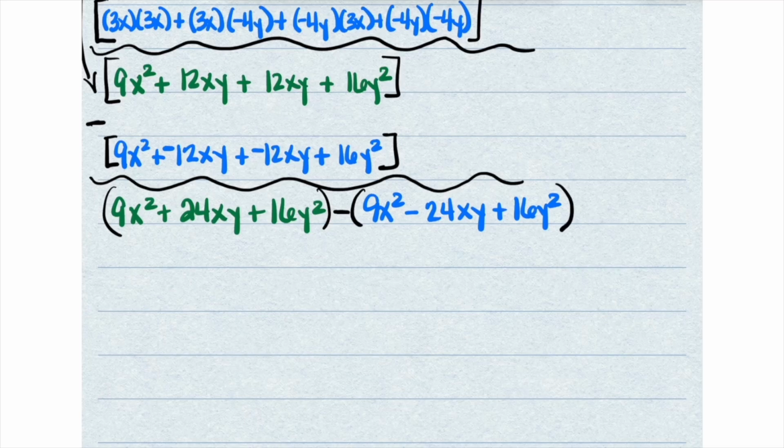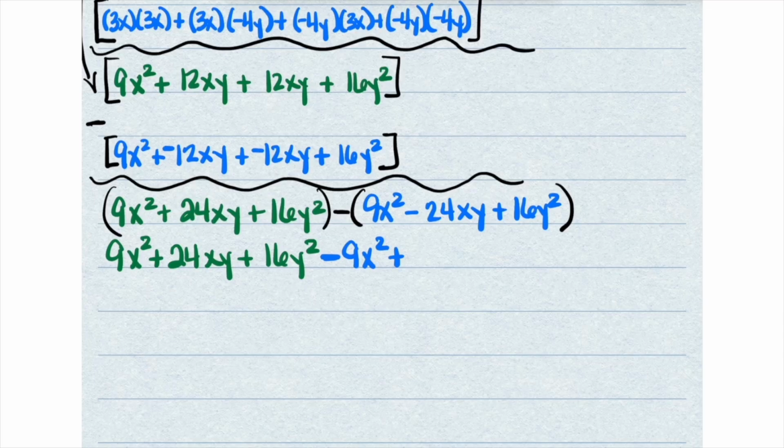Okay, now we're going to distribute this minus sign to everybody. So then we have 9x squared plus 24xy plus 16y squared, minus, matter of fact, I'll go ahead and put minus 9x squared plus 24xy minus 16y squared. We took the minus to everybody. So this was positive, it became negative. This was negative, it became positive. This was positive, it became negative.